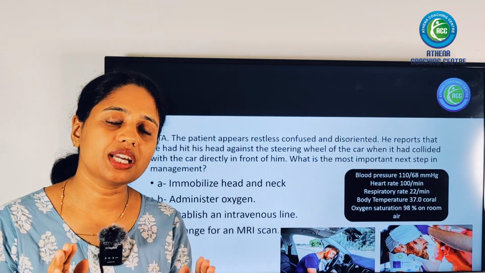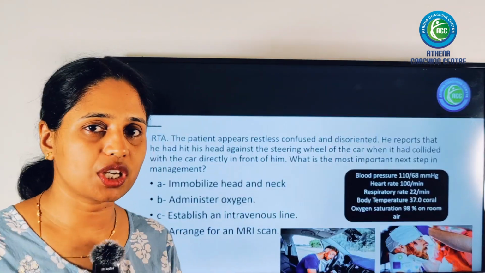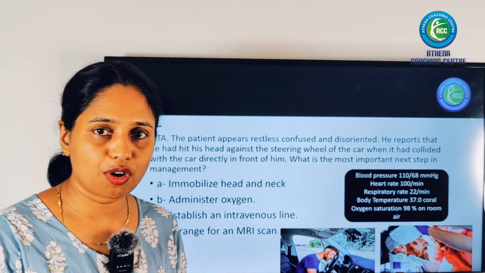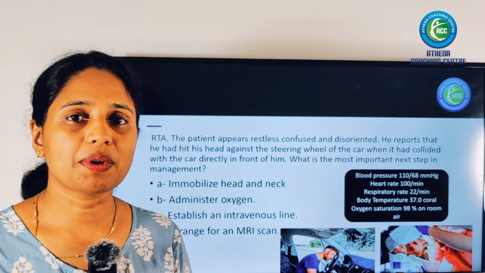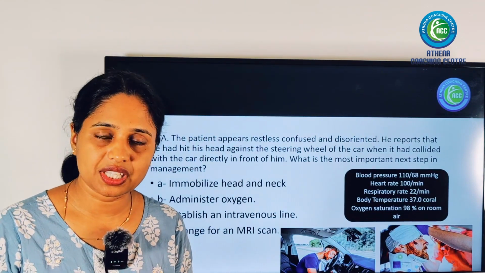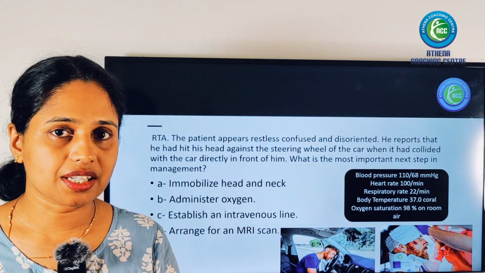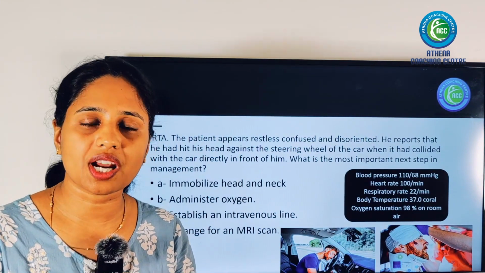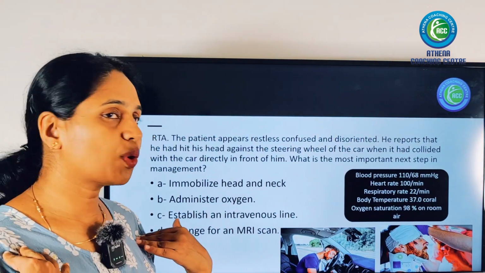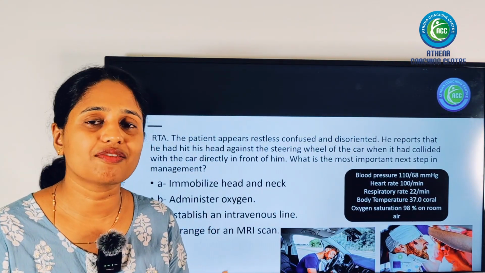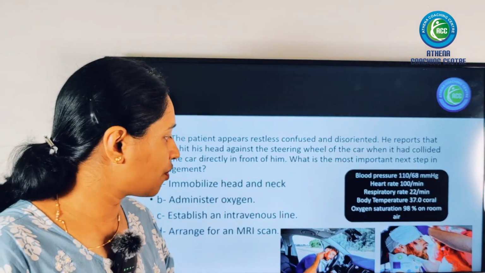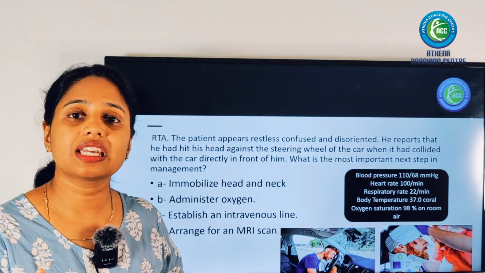So with the speed the car is coming, our body is also coming forward at the same speed. Suddenly, when the car hits something in front of it, what happens? Our body will be stabilized with the car seat belt, but the head is not stabilized. So when the car suddenly stops, our body's position will also change and our body will be stabilized within the seat with the help of the seat belt, but the head keeps moving forward and hits the steering wheel.